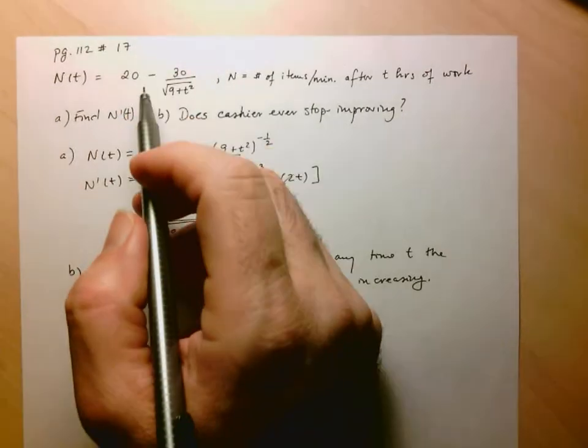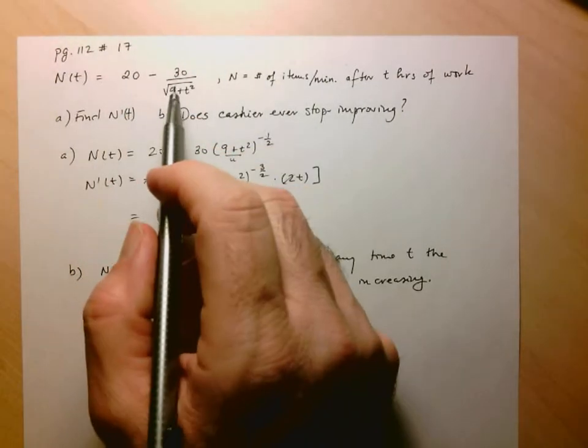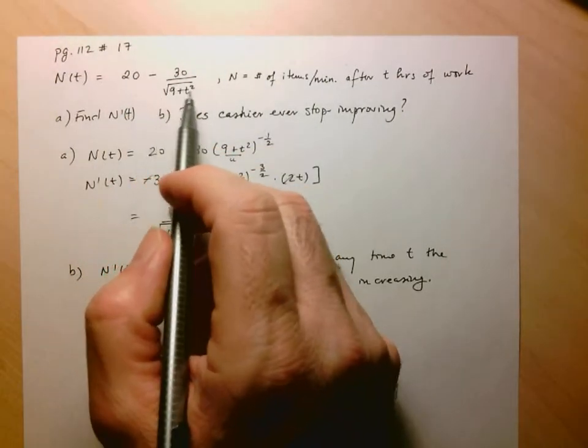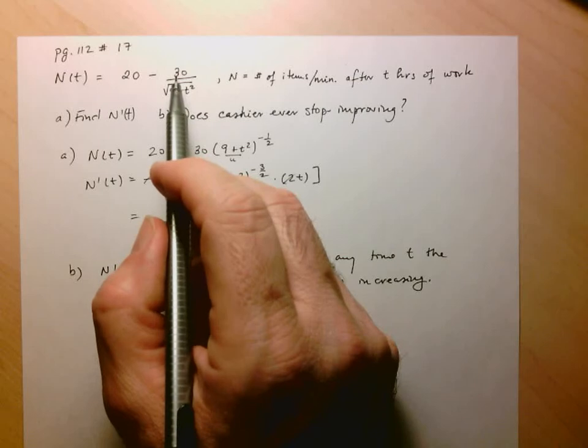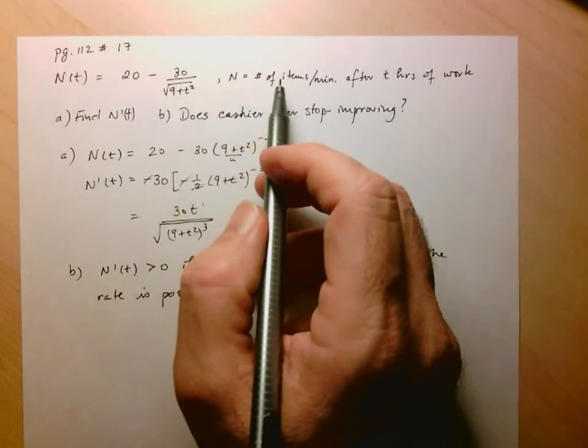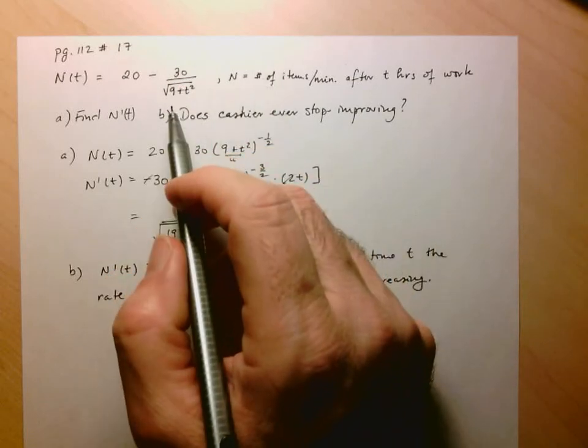Now, real quick, I think I could have answered this question just by looking at the function itself. Let's see if we can figure out the behavior of this function. When t equals 0, when this person first starts out, you've got 9 plus 0 is 9, so the square root of 9 is 3. 30 divided by 3 is 10. 20 minus 10. So at the very beginning, this person can scan 10 items per minute.